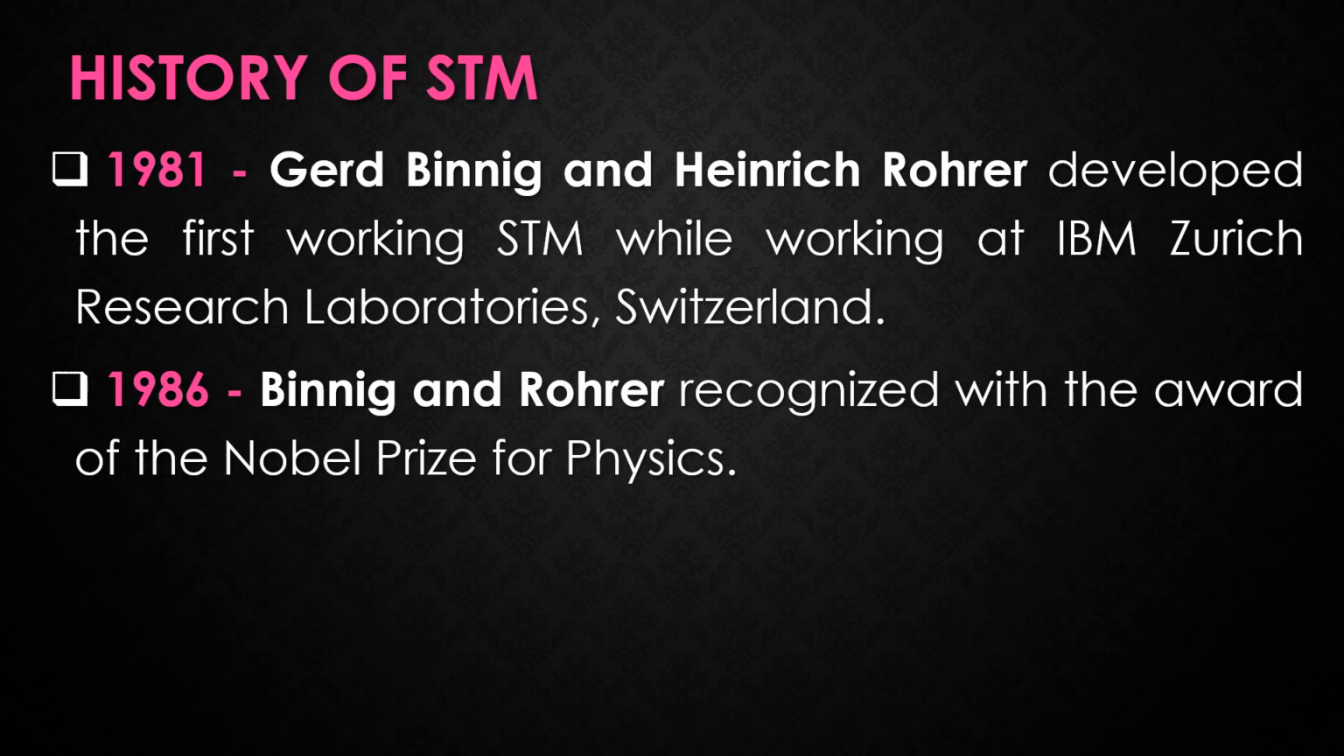Binnig and Rohrer had discovered in the scanning tunneling microscope a simple method for creating a direct image of the atomic structure of various surfaces. Their discovery opened a new era for surface science, and their impressive achievement was recognized with the award of the Nobel Prize for Physics in the year 1986.